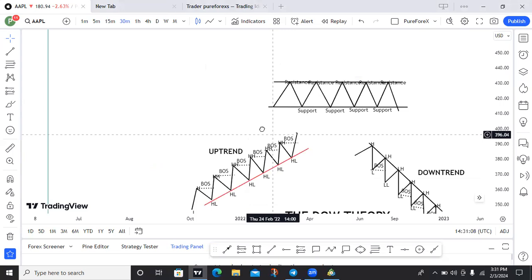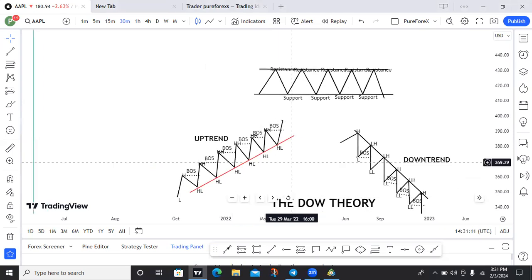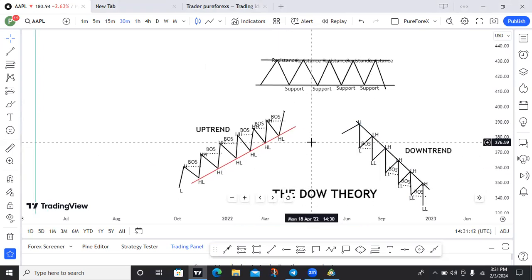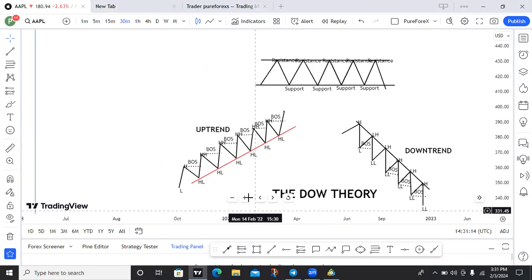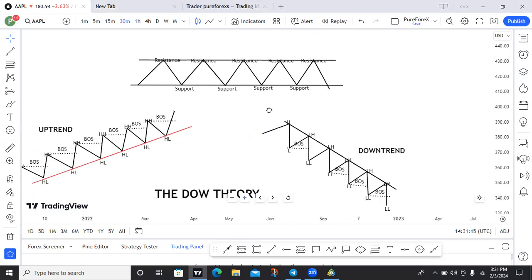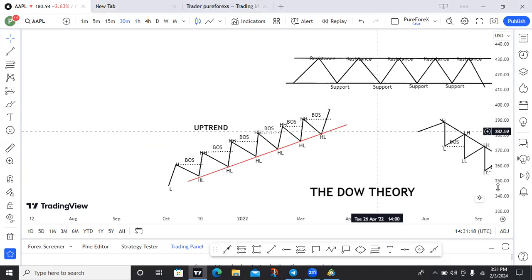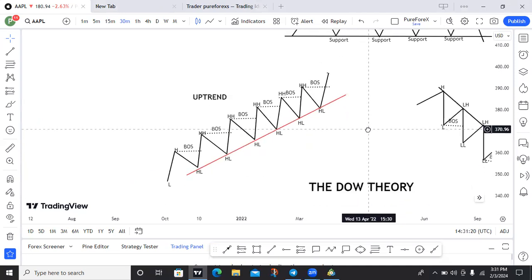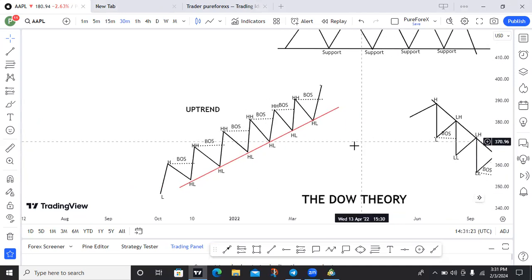Whenever the market is moving up, there is what we call a higher high, higher low. Let me zoom it. It's one of the most common terms in forex trading. Almost every trader knows higher high, higher low, but not every trader can really apply the concept in the real life market.